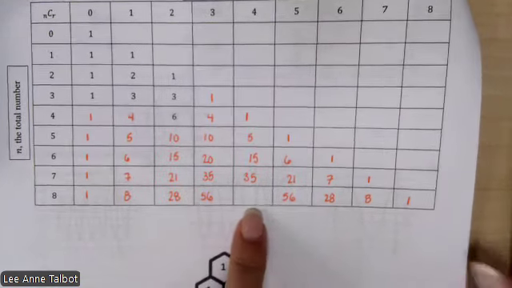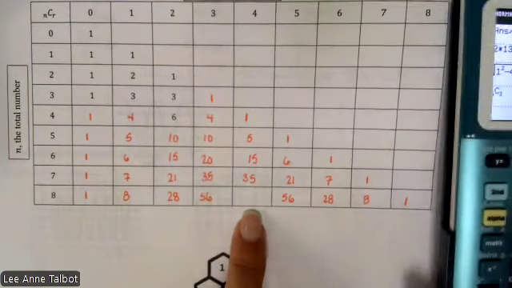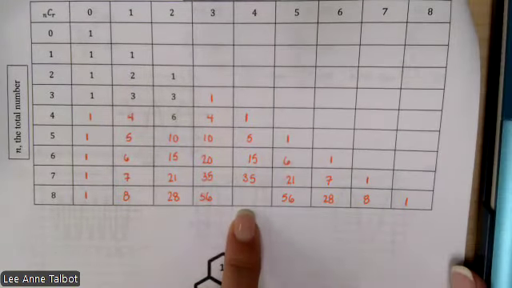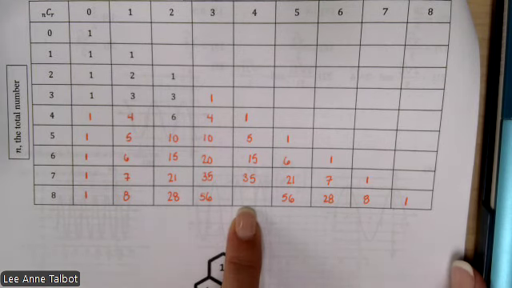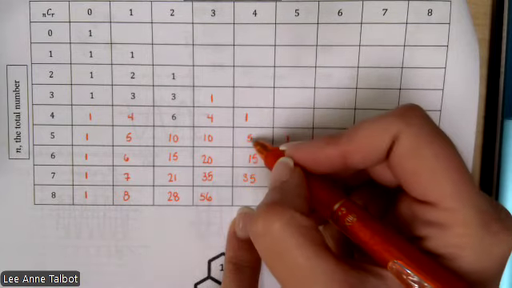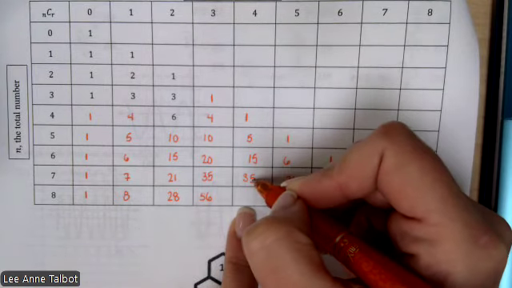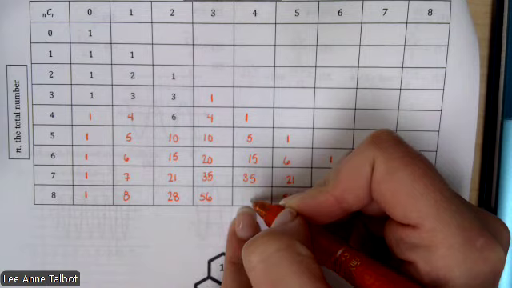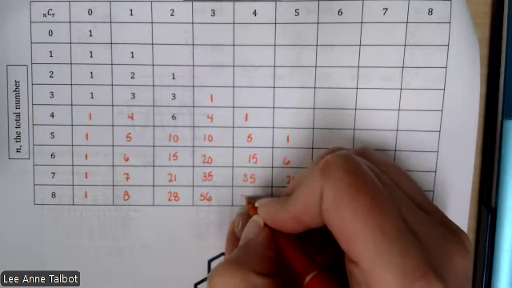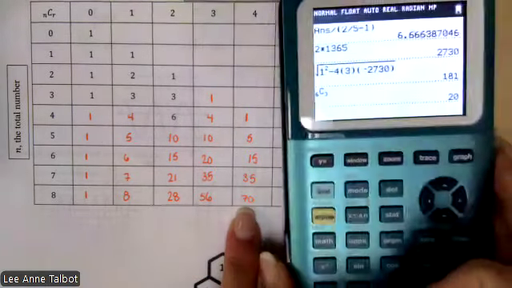Anyone want to take a guess at this one? Last one. Up 4, up 10, up 20, 40. 75. 70. Okay, but let's check.